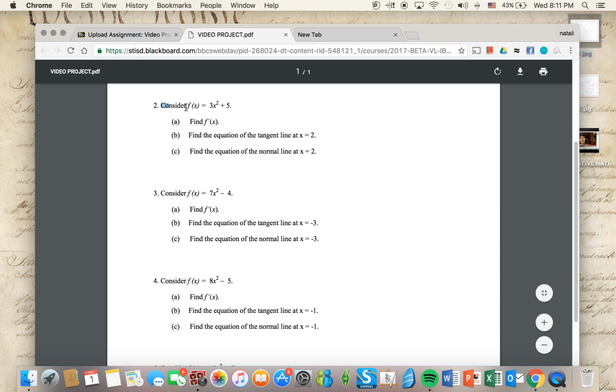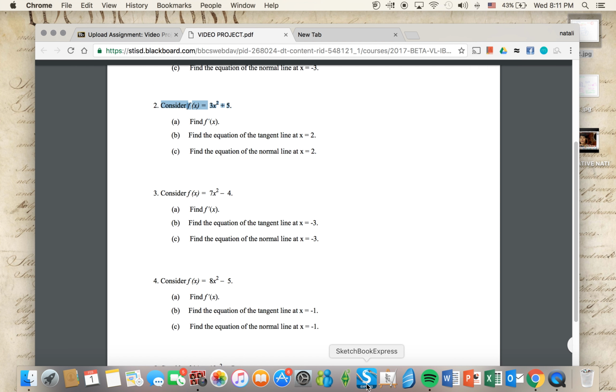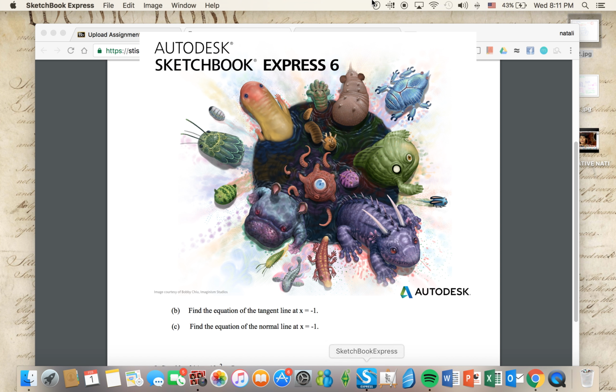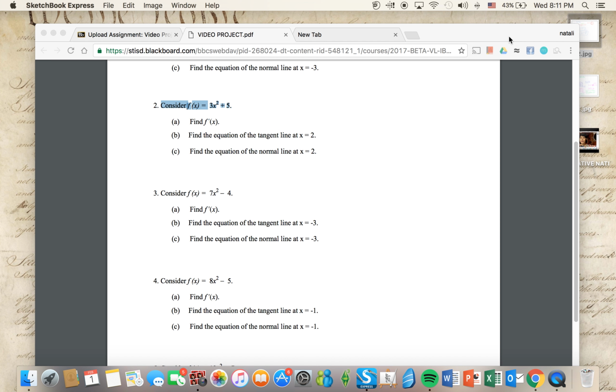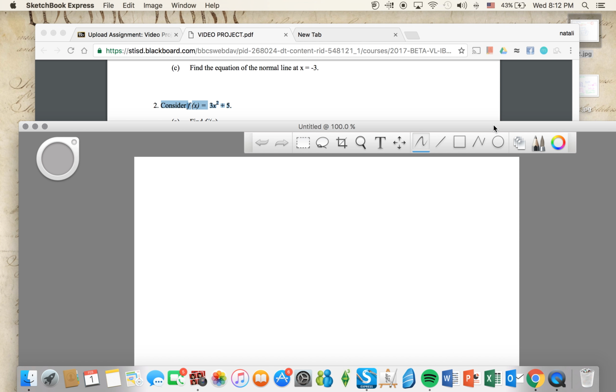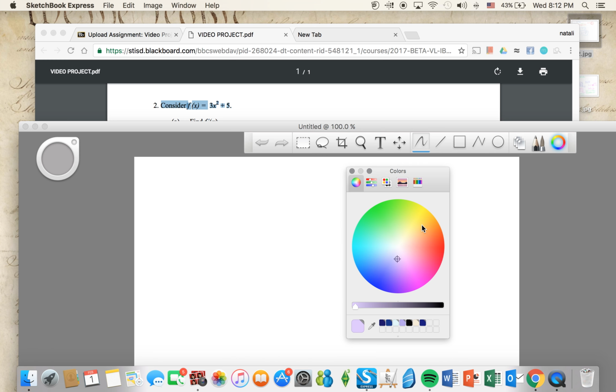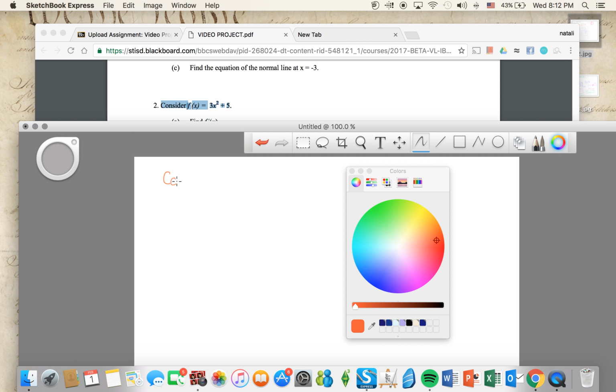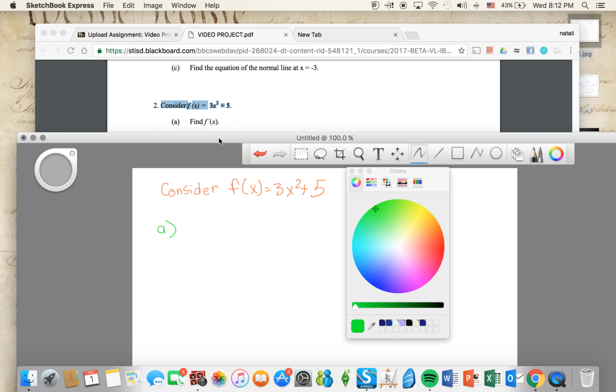So, our question says consider f of x equals 3x to the power 2 plus 5. In order to solve this, I'm going to use my handy dandy sketchbook express, and I'm just going to write down the problem right here. It says, consider f of x equals 3x to the power 2 plus 5. Okay, so the first question is asking us to find the derivative.